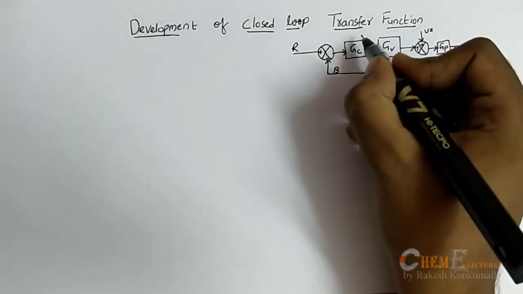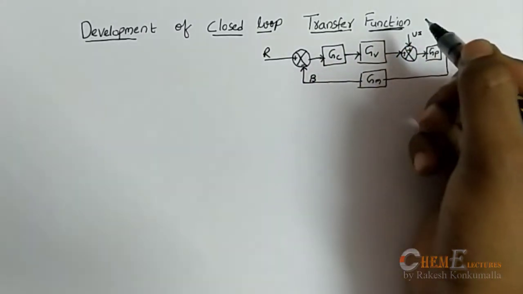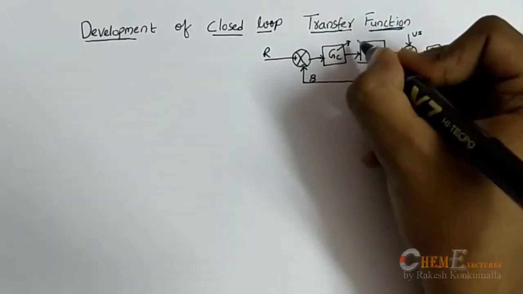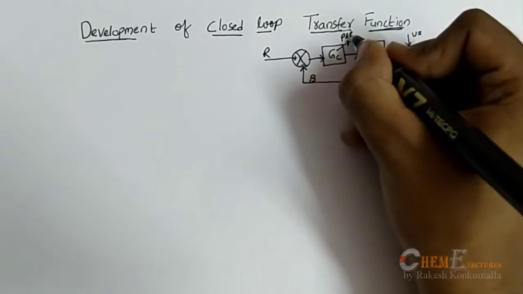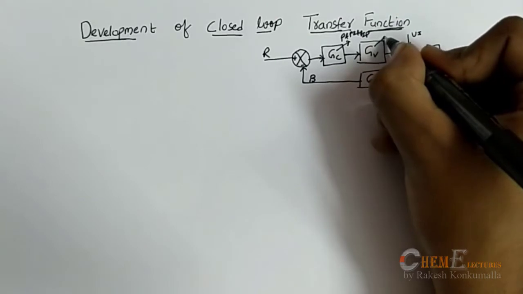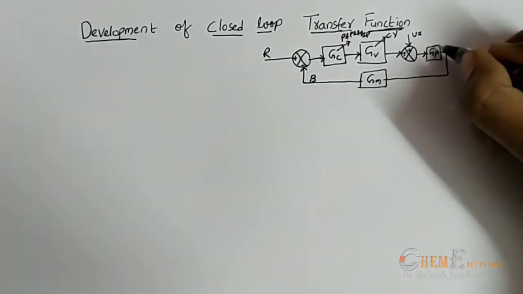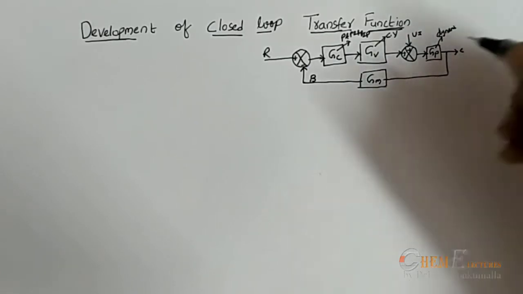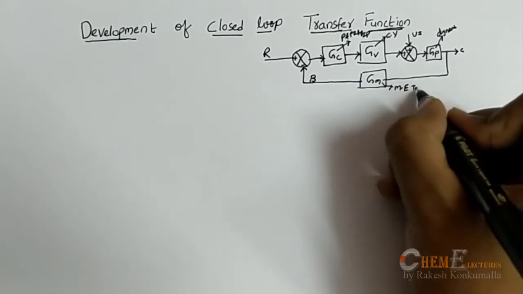Here we will discuss the development of the closed loop transfer function. In my previous lectures I have discussed the transfer function of the controller with different controller modes P, PI and PID. Similarly, I have discussed the final control elements like control valves, and the dynamics of a process.